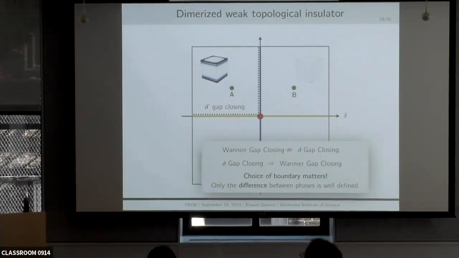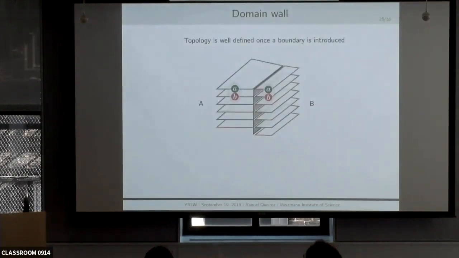So here the choice of boundary really matters, and it's the only difference between these phases. If the difference between these phases is well defined, it's very natural to consider a domain wall between these phases. That would be the place where you could find a topological response that does not depend on any boundary choice or any gauge choice.